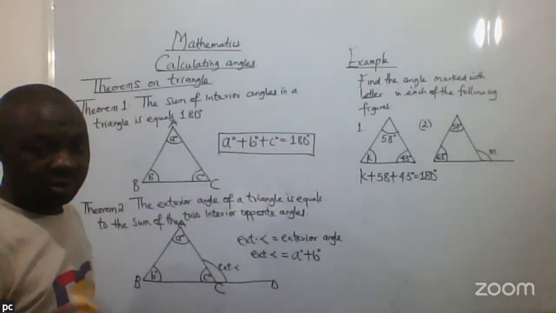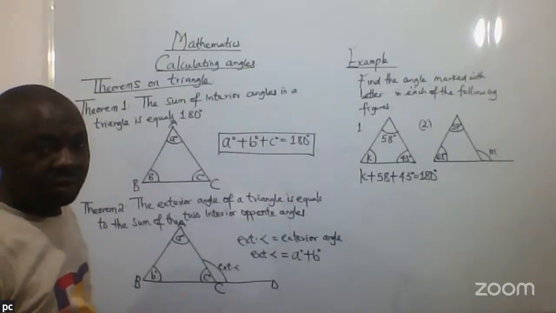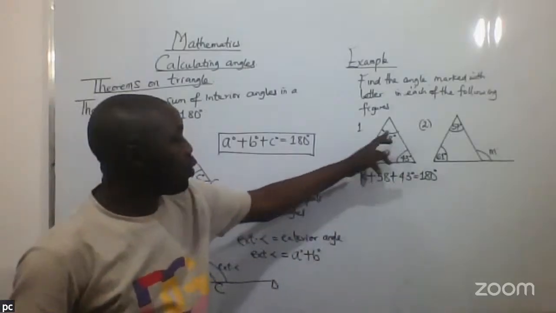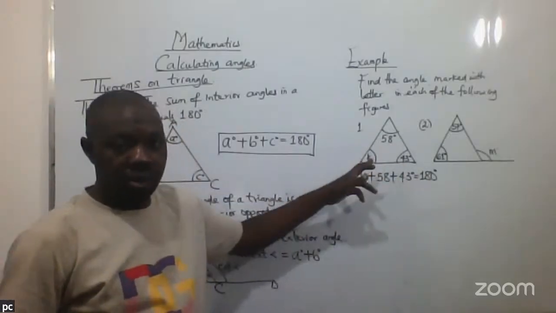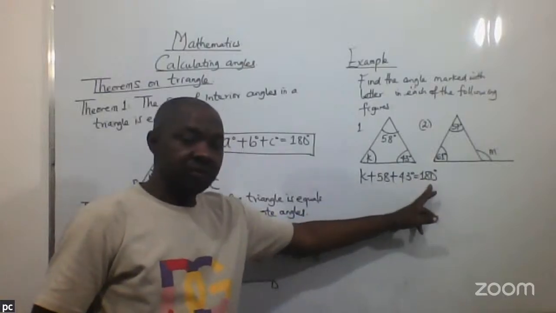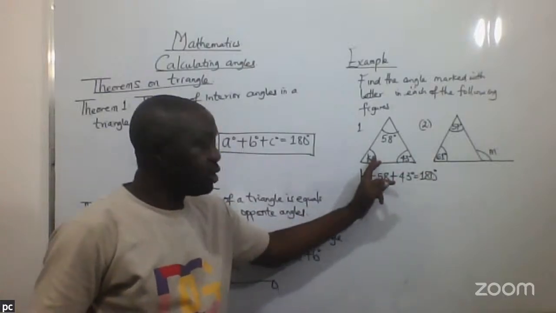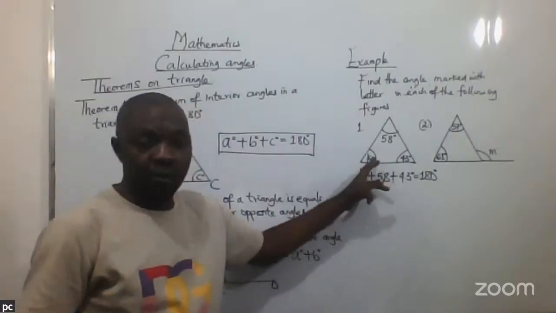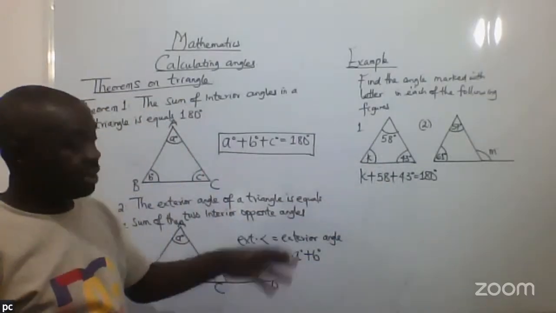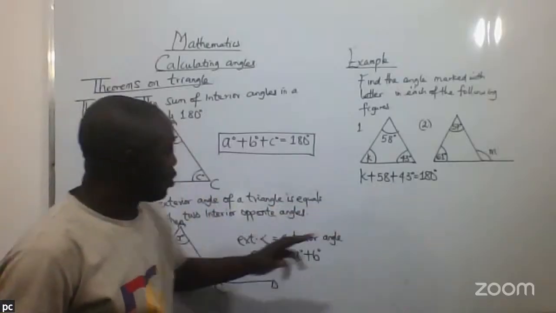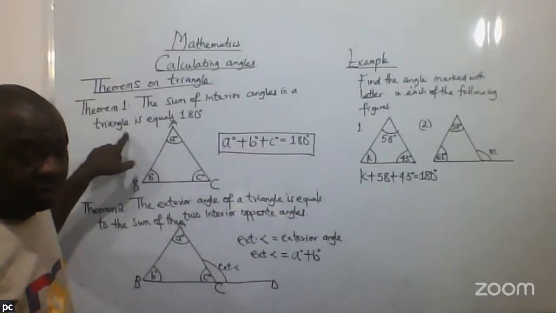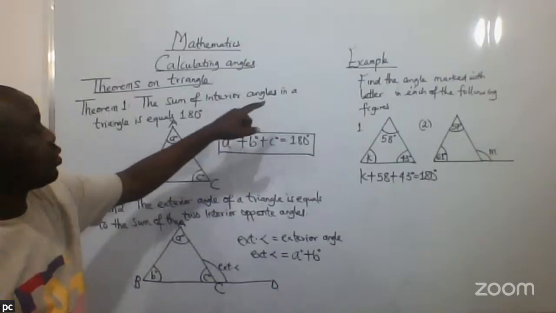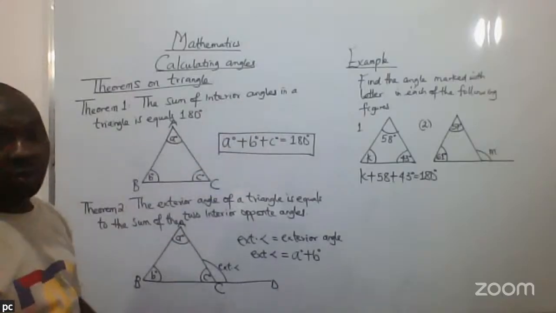Do you understand? Because the sum of the interior angles is equal to 180 degrees, when one of the interior angles is not given, to find out the value of that interior angle, you apply this property, this theorem. The sum of interior angles in the triangle is equal to 180.